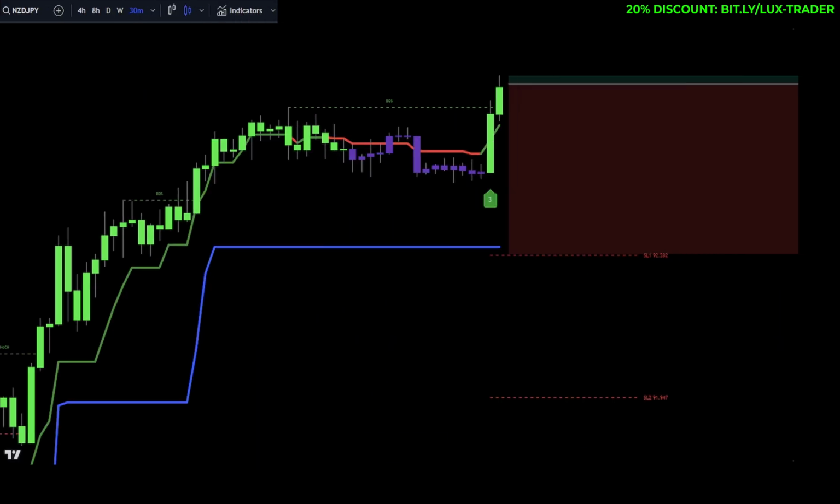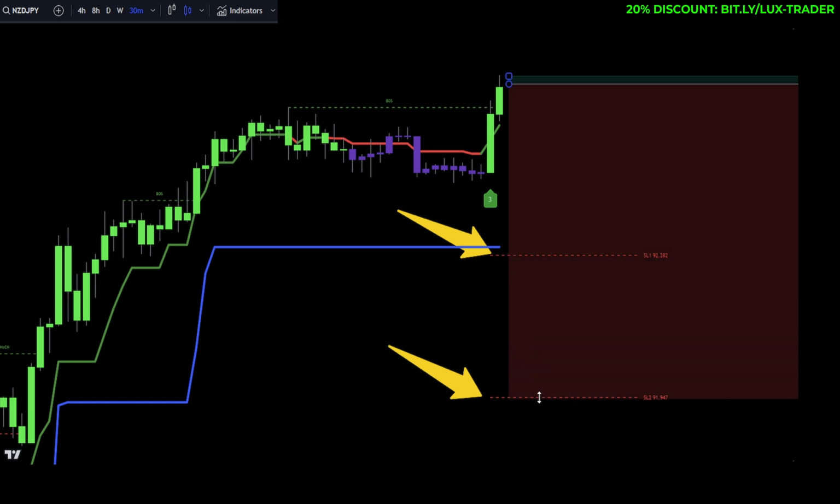Regarding the stop loss for buy trades, it depends on the volatility of the asset or time frame. When the volatility is high, it's better to use the second stop loss level to accommodate larger price swings and protect your trade.